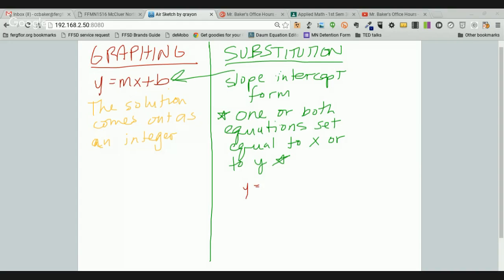So as an example, if I gave you a system like that, that would be easy to graph because it's in slope-intercept form, but it would also be pretty easy to use substitution because they're both set equal to y, so your next step would be to set them equal to each other and then solve for x.